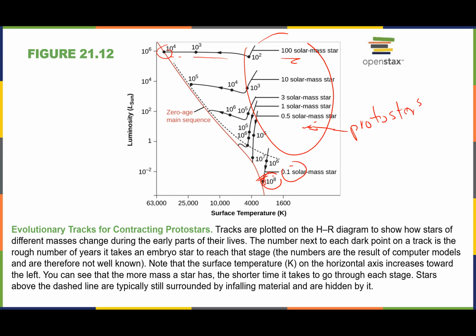So it's saying that if you are a small little nubbin, you are going to take 10 to the 8th years to go from a protostar to main sequence. If you're larger, you're only going to take, what's 10 to the 4th? What number is that? 10,000. You're only going to take 10,000 years to get there.